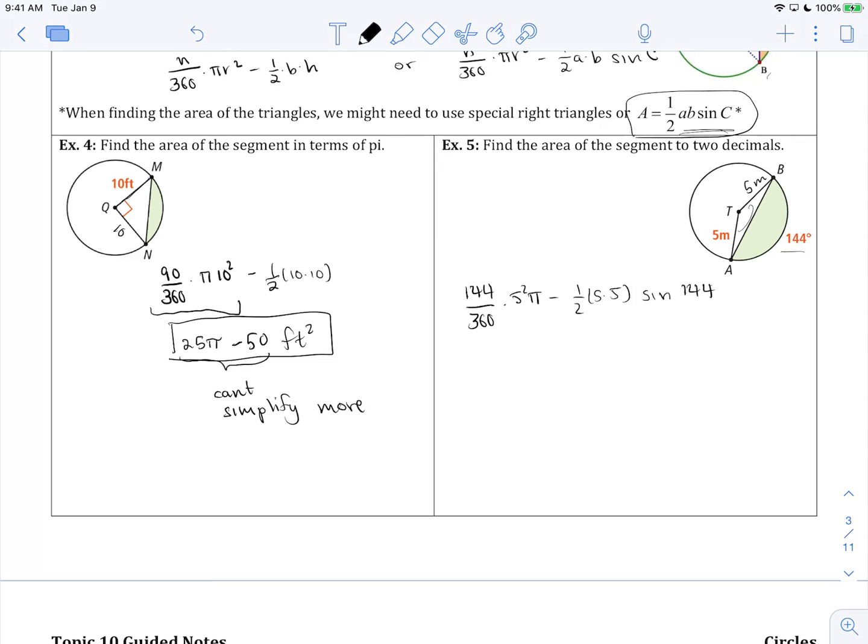Okay? And so I'll plug these in my calculator in parts. This first one, 144 over 360 times 5 squared pi, gives me 10 pi. And then I plug this whole second part in my calculator and I get 7.347. Last, I'm going to subtract these two numbers from each other and I get 24.07 meters squared.